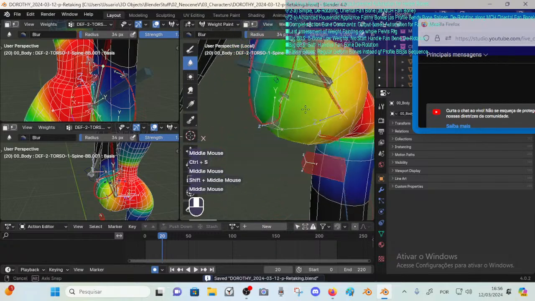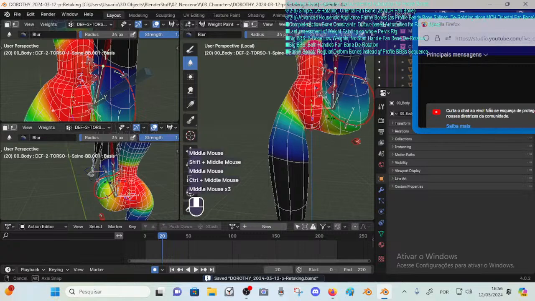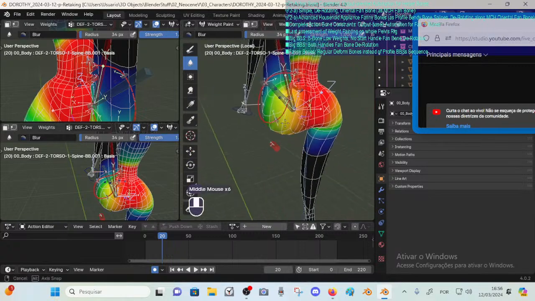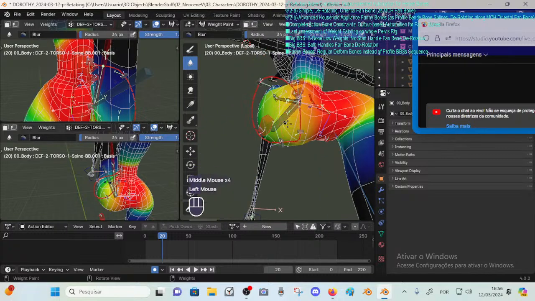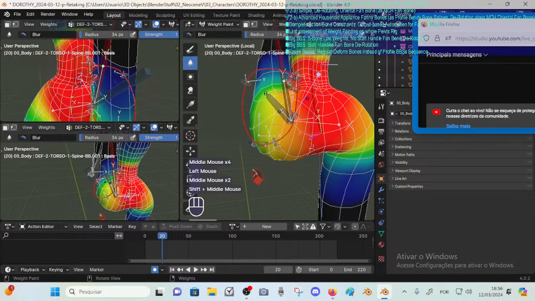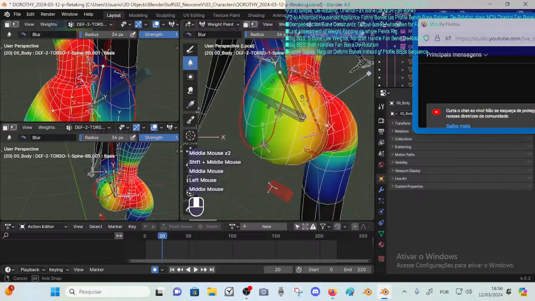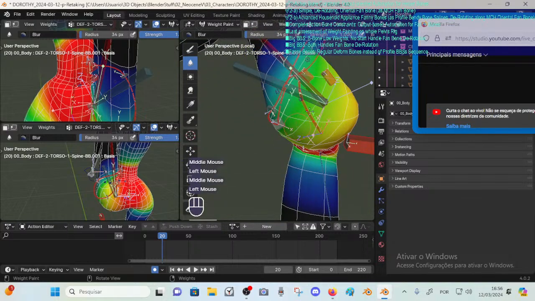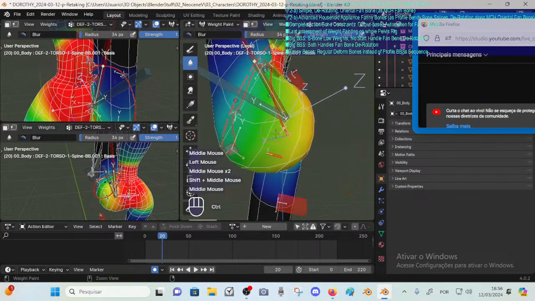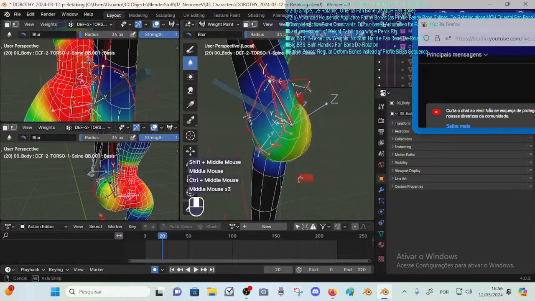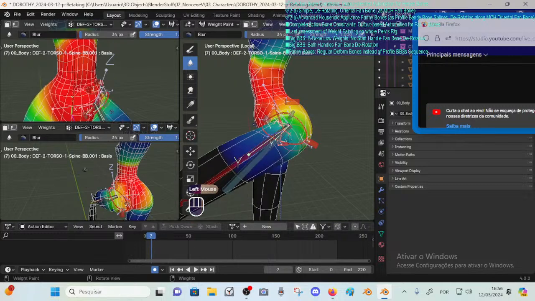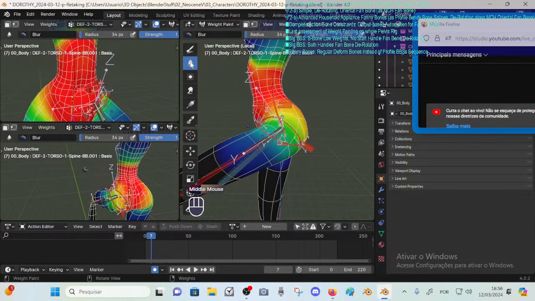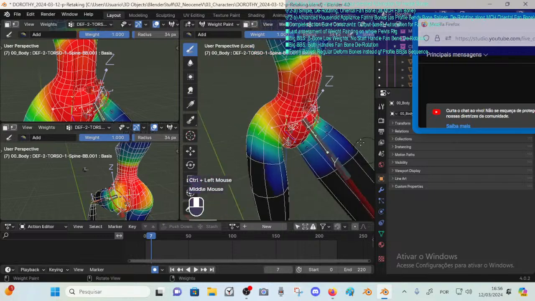Let's save. Oh, this is the lower torso, right? So why does it have these strange waves here? Maybe this is too much for the torso. Yeah, maybe this is a bad idea, the torso to have these waves there. Let's take this off.